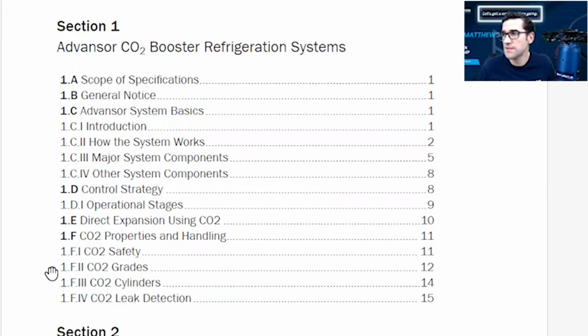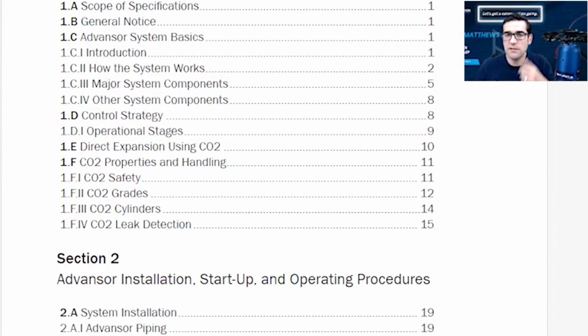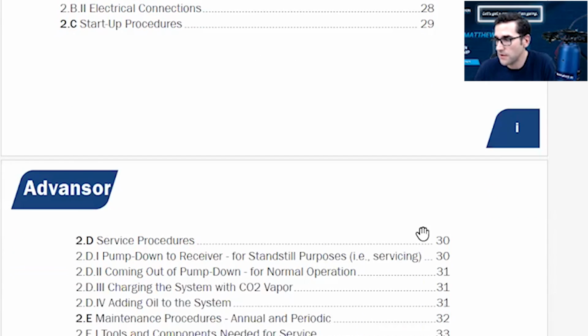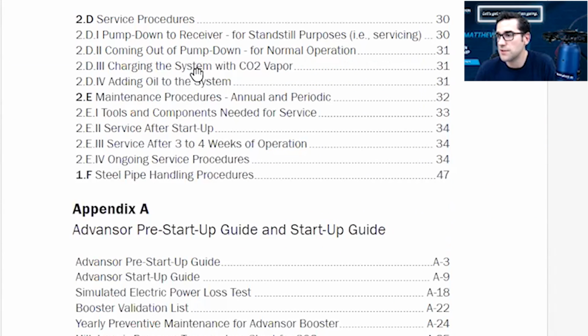Okay, let's dive in. Once again, you can see the first section just talks about the basics of it, some different components. This is the Advansor manual now. I really like this. They continue to evolve it, the Hillphoenix manual, which is great. But service procedure, this is a section that if you're working on any of their systems, you need to be reading this many times.